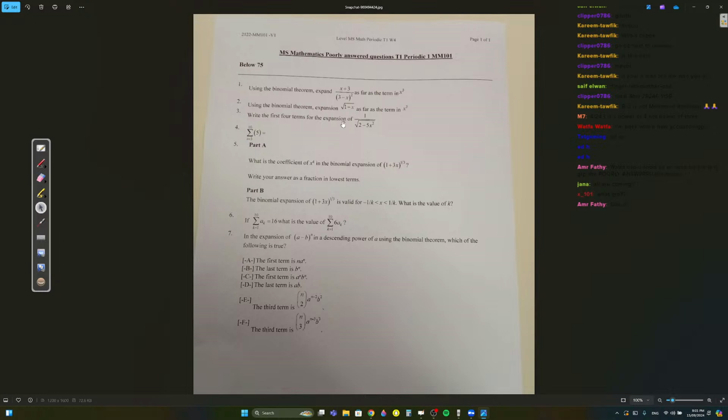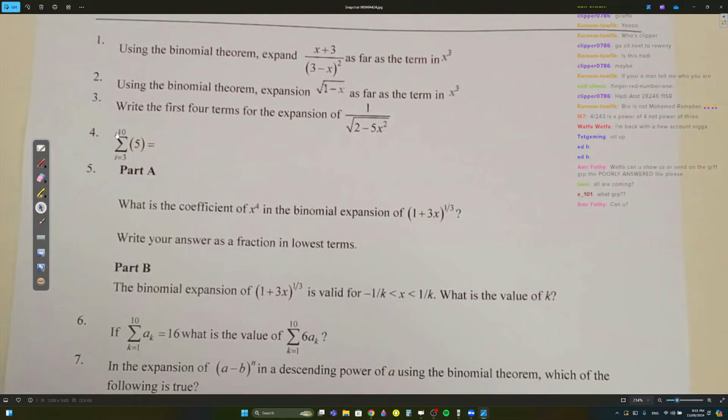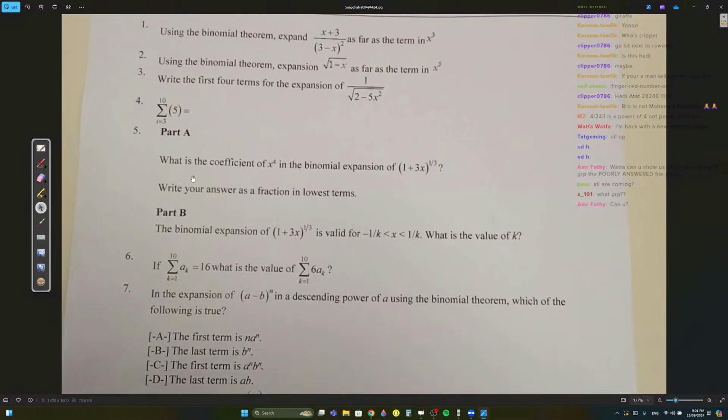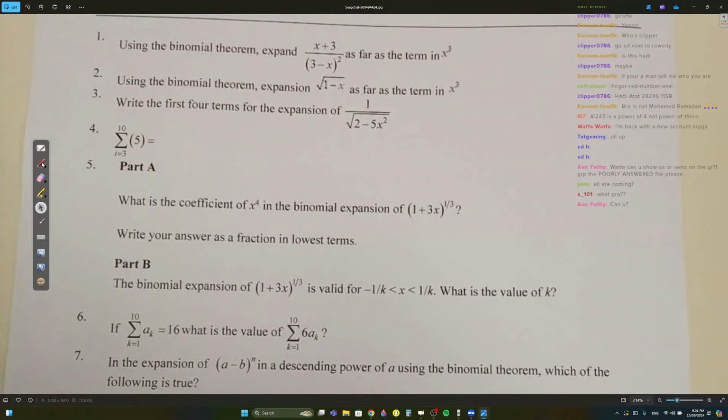This is the file. This is the poorly answered. Okay, question 2. Using the binomial theorem, expand this as far as the term. The rest of these are very easy, it's just 1, 2, and 3 that are hard. Let's start. Write the first 4 terms using the binomial expansion. Expand as far as x cubed.